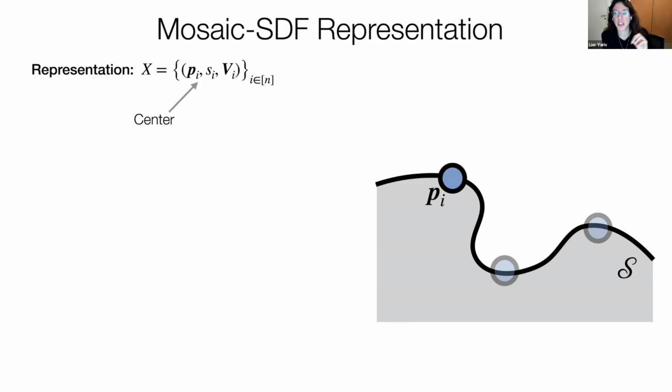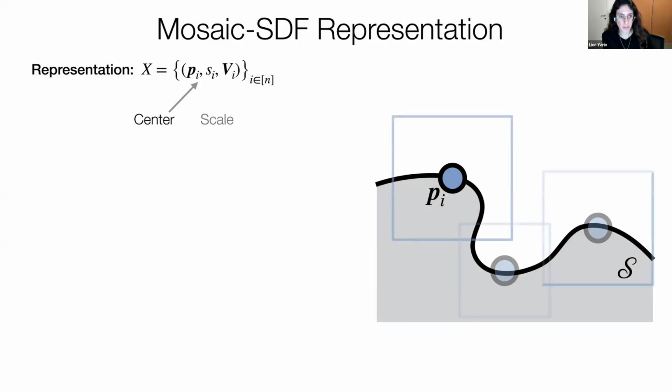So P_i, as you see here from the example on the right, they're just points in space. S_i is the scale of the volume. You can think of it like the L1 radius of this volume, basically how big the volume is, and it can vary and be wider or smaller, as you can see again from this example on the right.